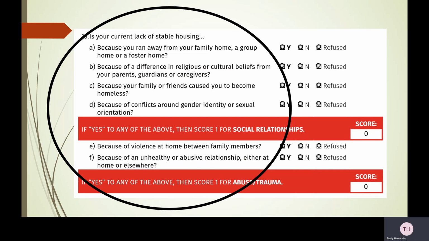Question, I believe this is 15. I covered up the number. I'm pretty sure it's 15. Is your current lack of stable housing because of any of these reasons? And so these are looking at social relationships and abuse and trauma. These are the most common reasons why persons between 18 and 24 have identified as being the cause of their homelessness. I'm not going to read through each one of those, but I'll leave this up for a couple more seconds so you can look through those.